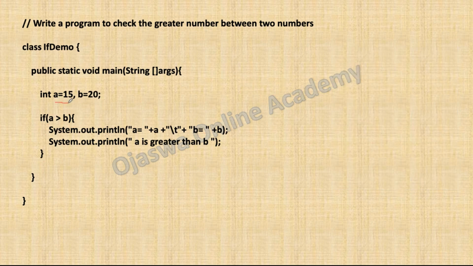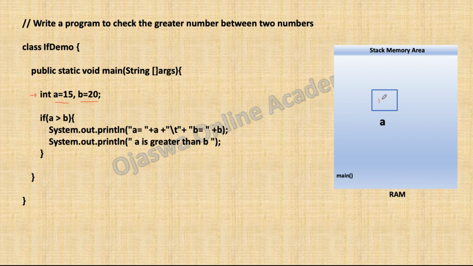Now what if a is 15 and b is 20? When this statement executes, memory allocation happens inside the stack. a is assigned value 15 and b is assigned value 20. When the if condition executes, value of a is 15 and value of b is 20. Now 15 is not greater than 20. Hence the condition is false. And when the condition is false, the control of the program does not go inside the if block. So in that case, what will be the output? When the control of the program does not go inside the if block and there is no further code written, the program will not print anything and there will be no output.